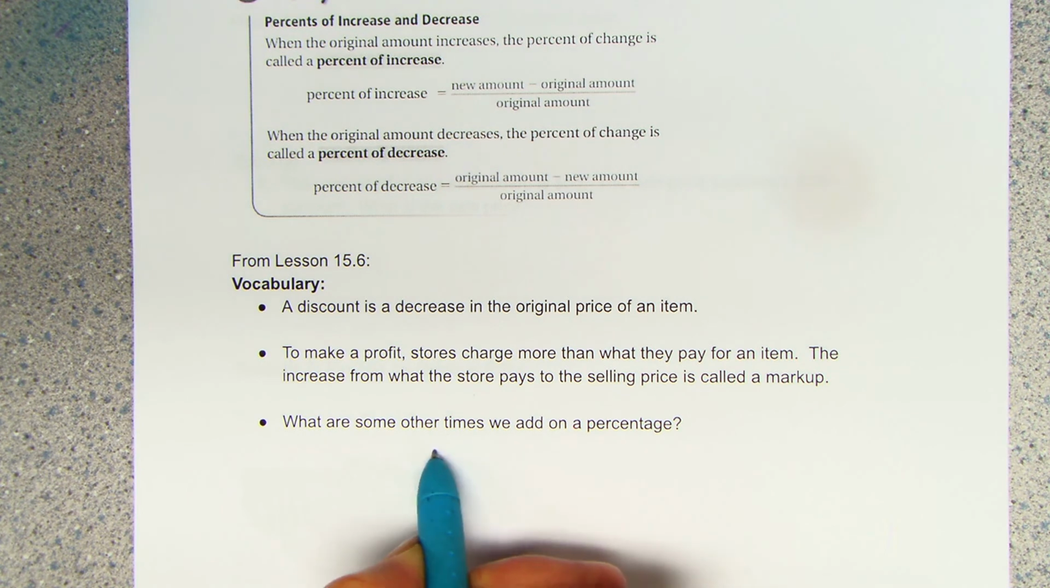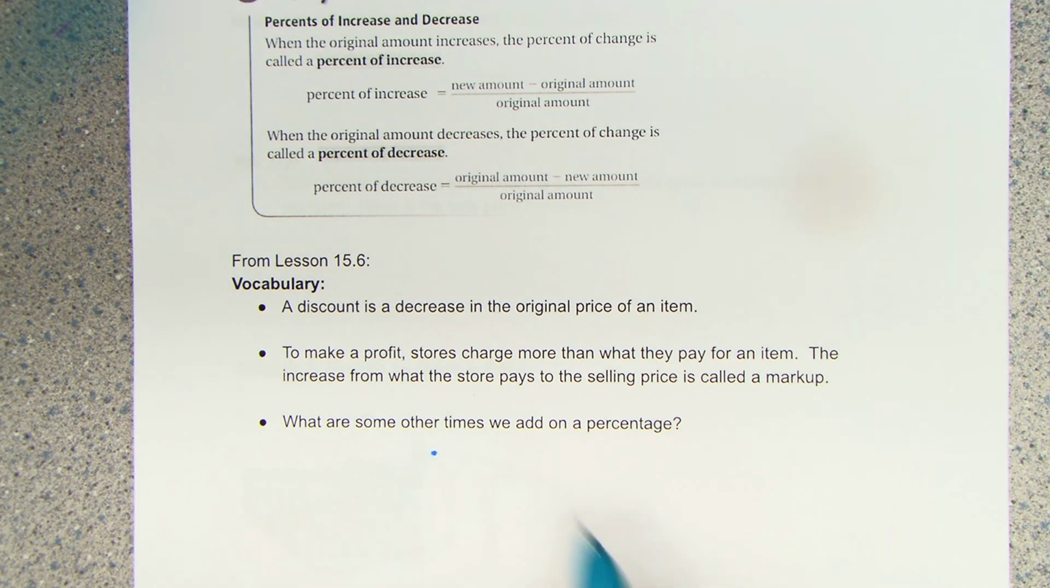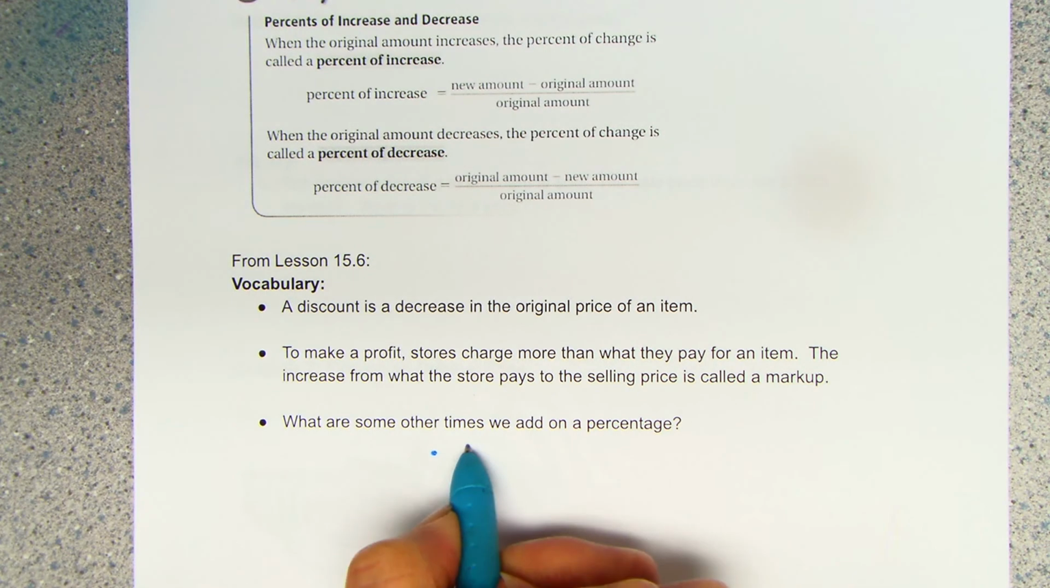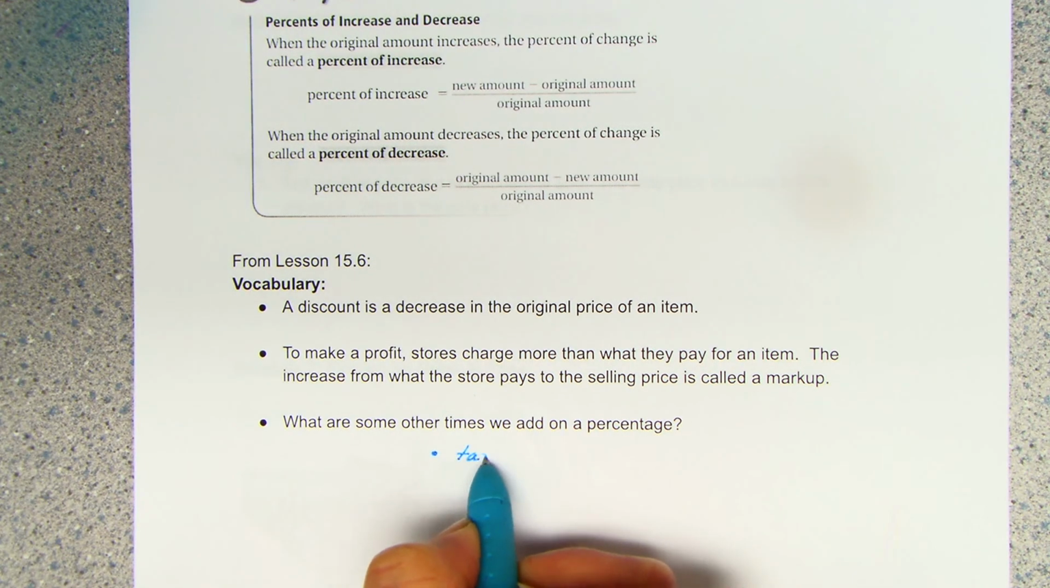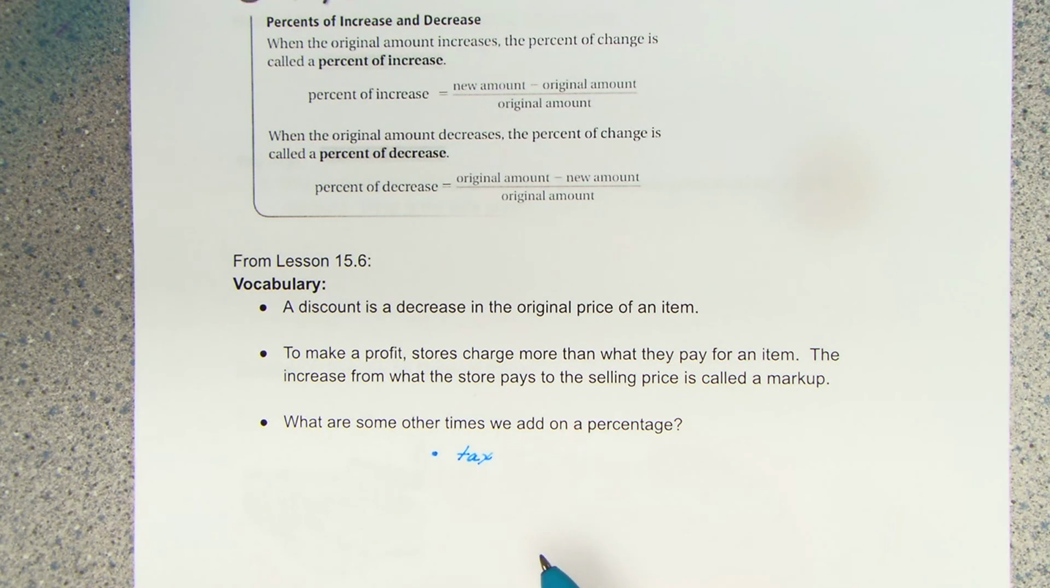Some other ways we use that added on amount is when we're calculating sales tax. So tax is always a percentage that we add on. Sometimes shipping is a percentage. Sometimes shipping is just a flat fee, and sometimes it's a range, but occasionally that might be a percentage.